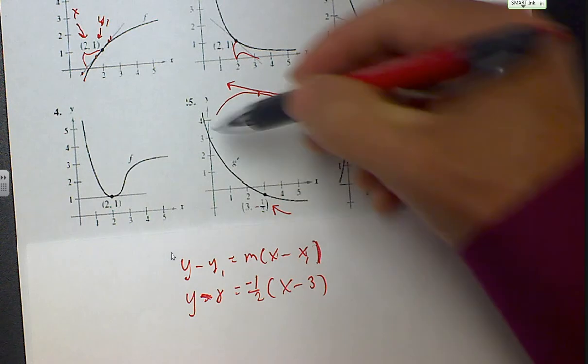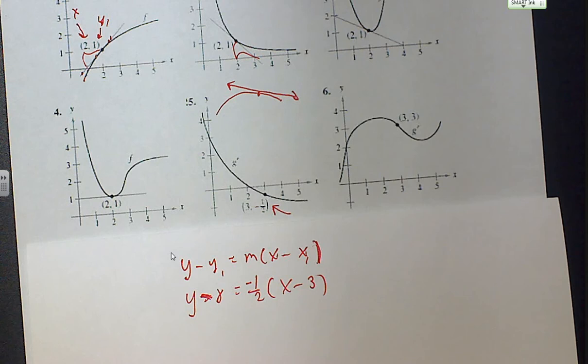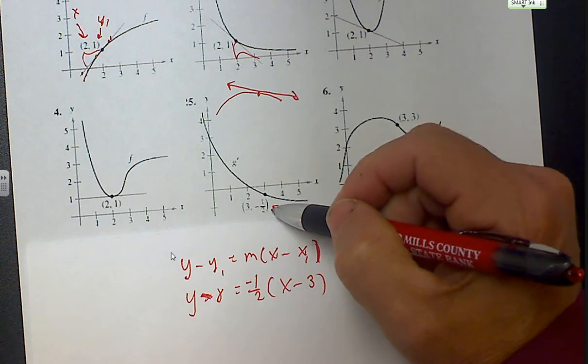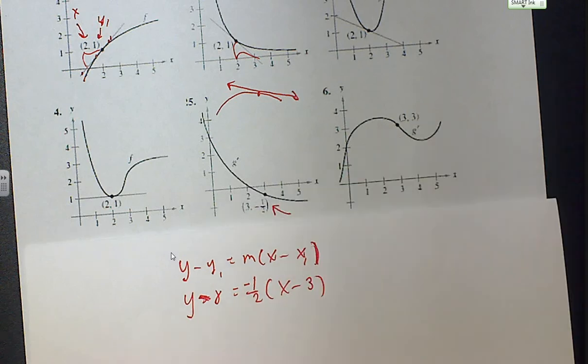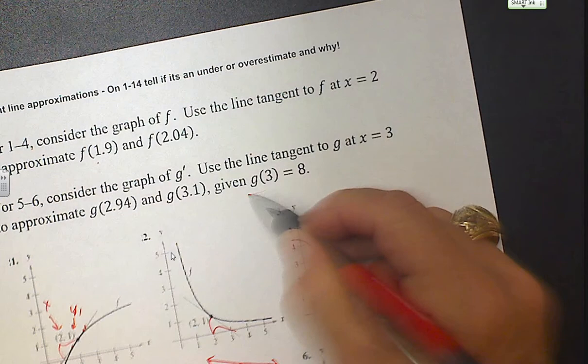Because this graph of the slopes is just a point. That is that point right there. At x equal 3, it has a slope of negative 1/2. And where the y1, when you're creating the equation here.